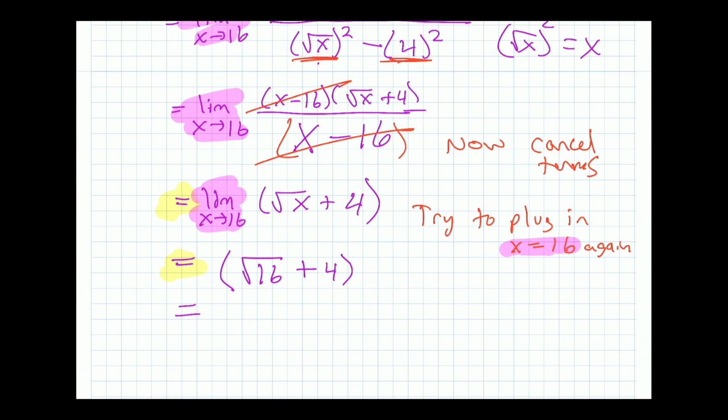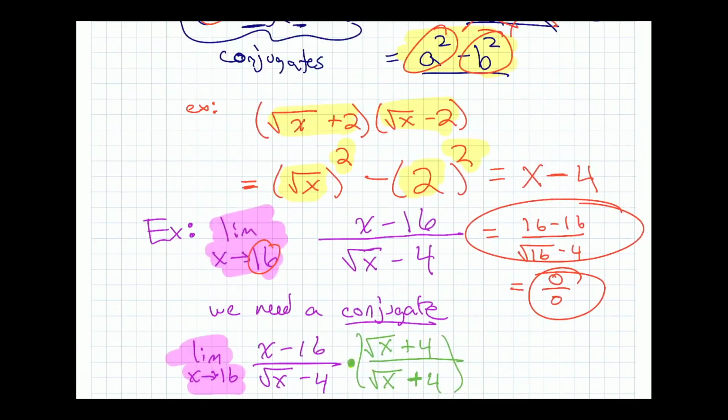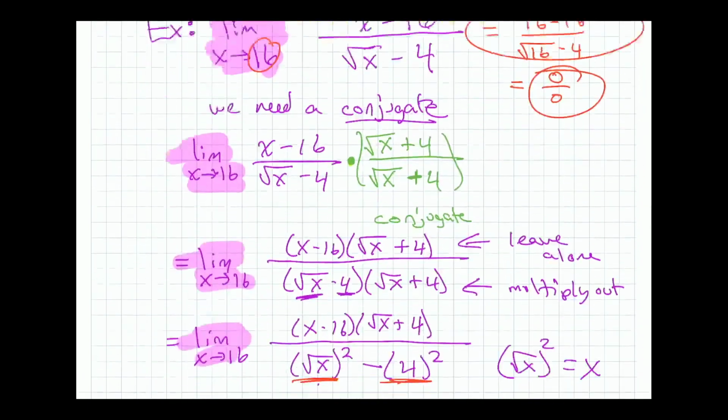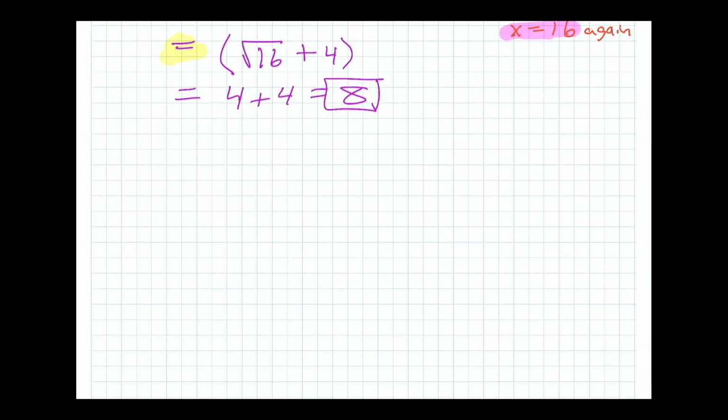Now what are we going to get for our result here? Well, square root of 16 is 4 plus 4, which is 8. That's the answer. Okay, that's a lot of work. Okay, I will admit that it is a lot of work, but that's how much work it takes.